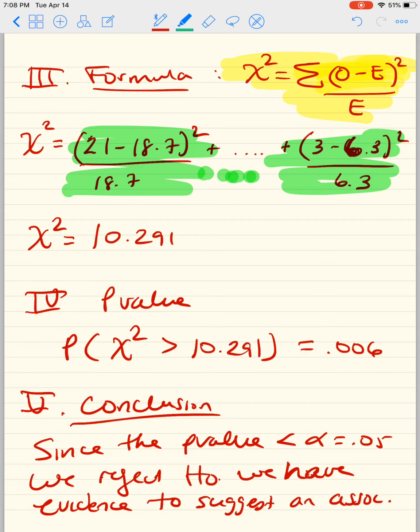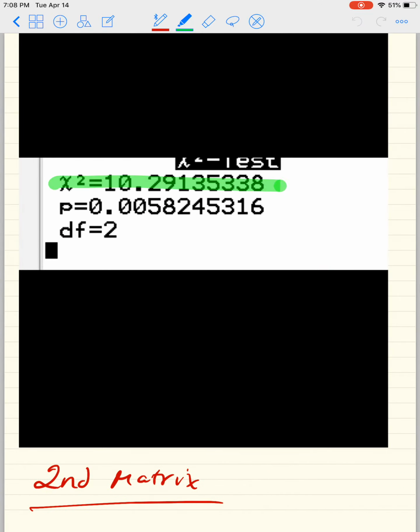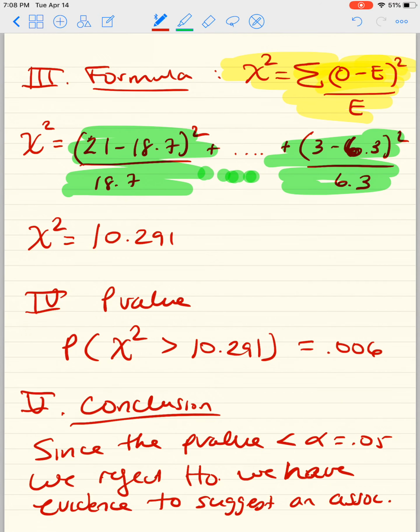Now remember, 10.291 came from the calculator. The p-value is basically 0.006. Degrees of freedom is 2. You should write down the degrees of freedom. You can write down the degrees of freedom right here. So, step 3 is your formula, and step 4 is your p-value.